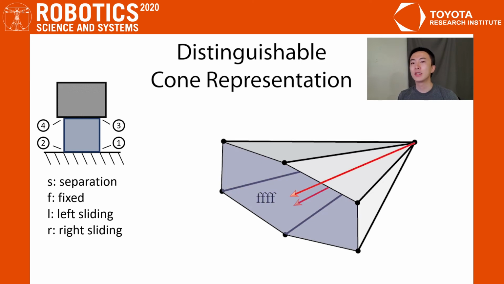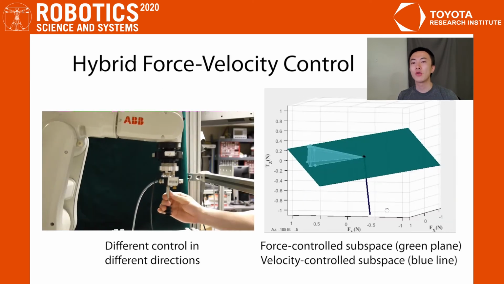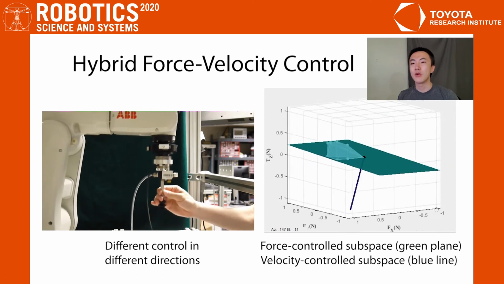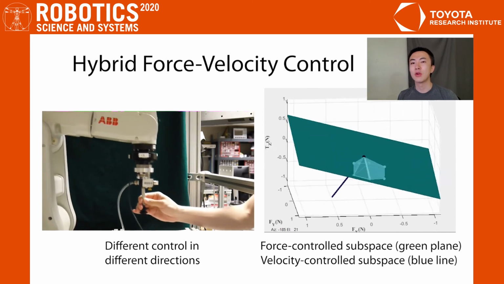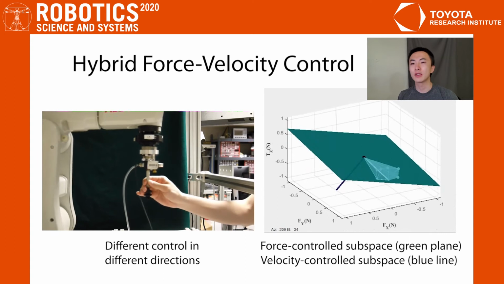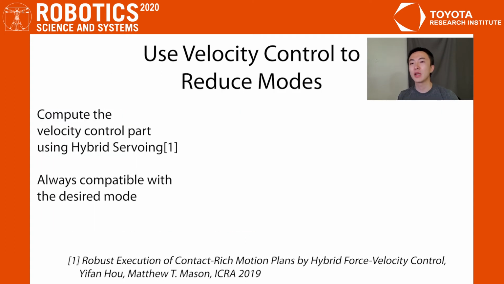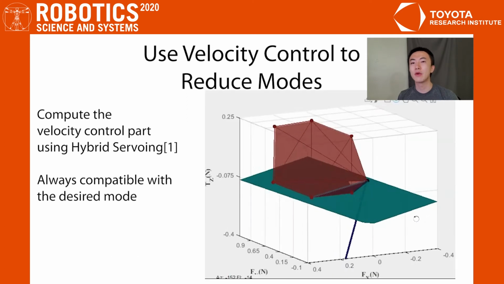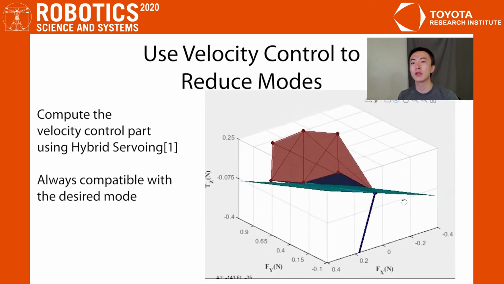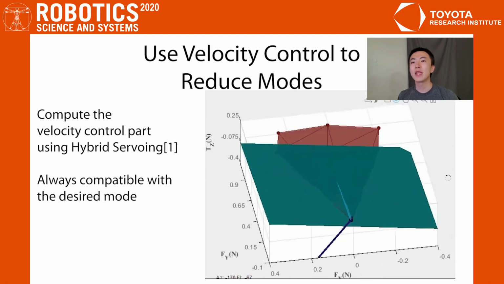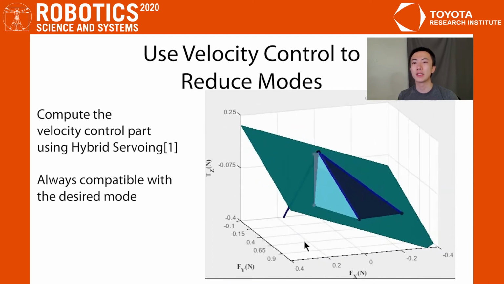To resolve this sensitivity, we cannot use force control only. Instead, we use hybrid force-velocity control, which does force control and velocity control simultaneously in different directions. We use hybrid servoing algorithm to find the velocity control, so it is always compatible with our desired mode. Then we can eliminate contact modes that are not compatible with our velocity control. The remaining cones are better separated from each other.